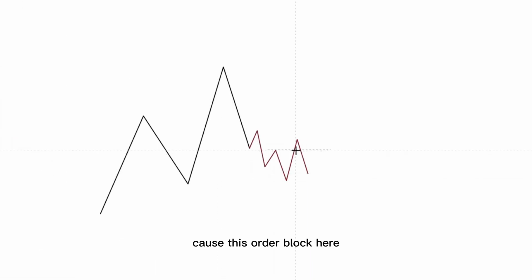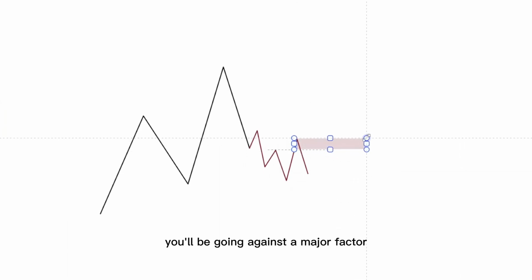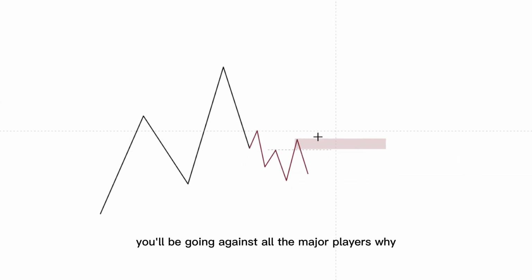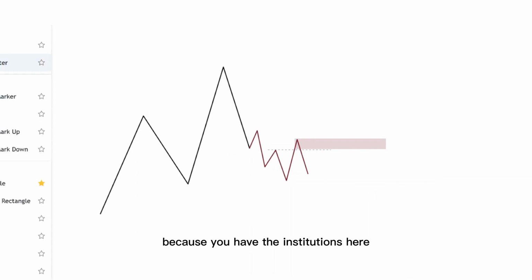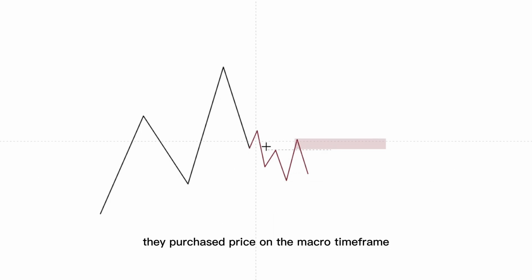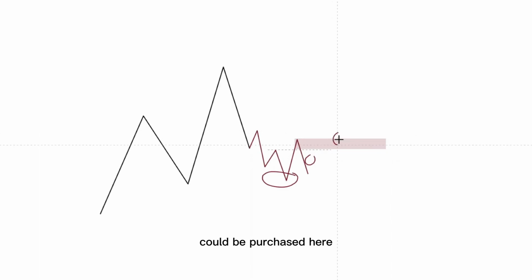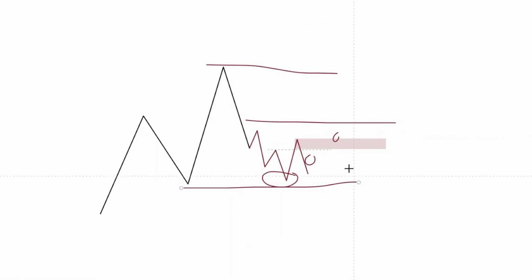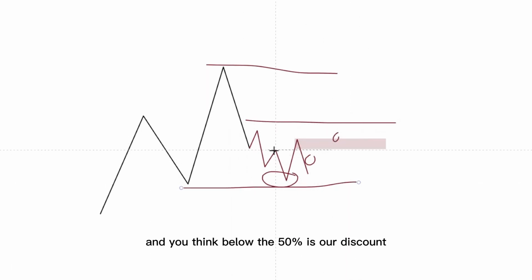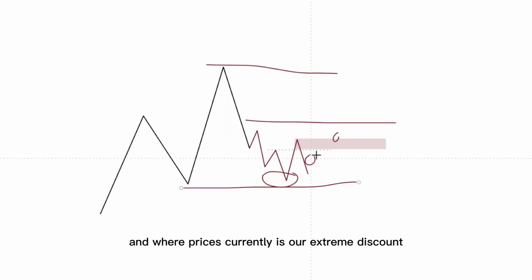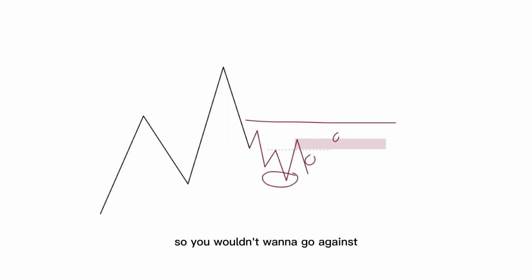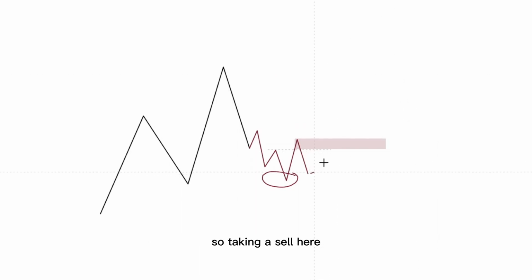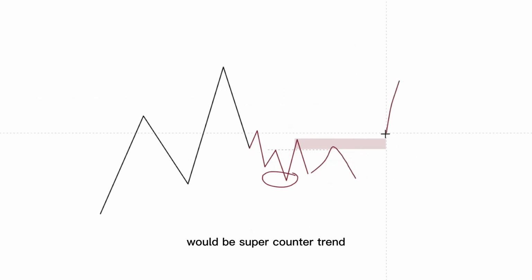because with this order block here, you'll be going against a major factor. You'll be going against all the major players. Why? Because you have the institutions here. They purchase price on the macro time frame, and they would purchase price at the extreme. So price could be purchased here, here, or here, as long as we stay in our discount, which is, if we break this into half, anything below the 50%, and where price currently is is our extreme discount. So you wouldn't want to go against the major institutions as they're purchasing. So taking a sell here, thinking price is going to reverse here, would be super counter trend.